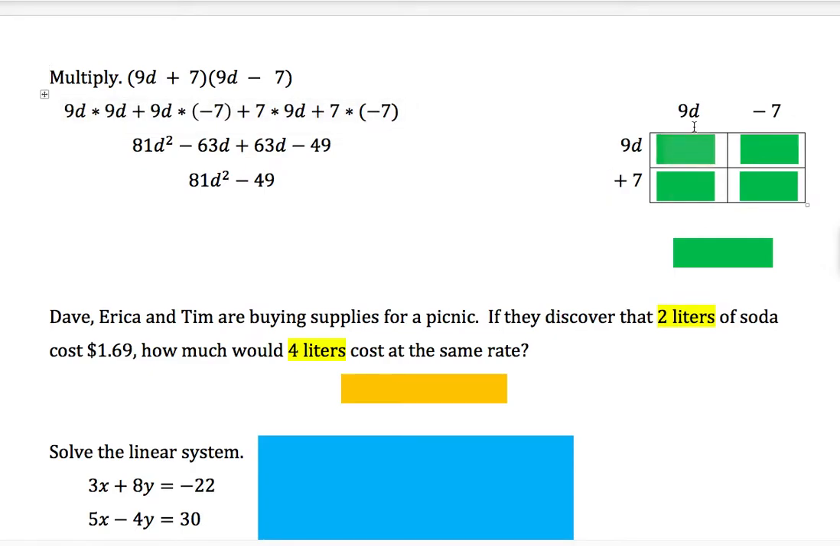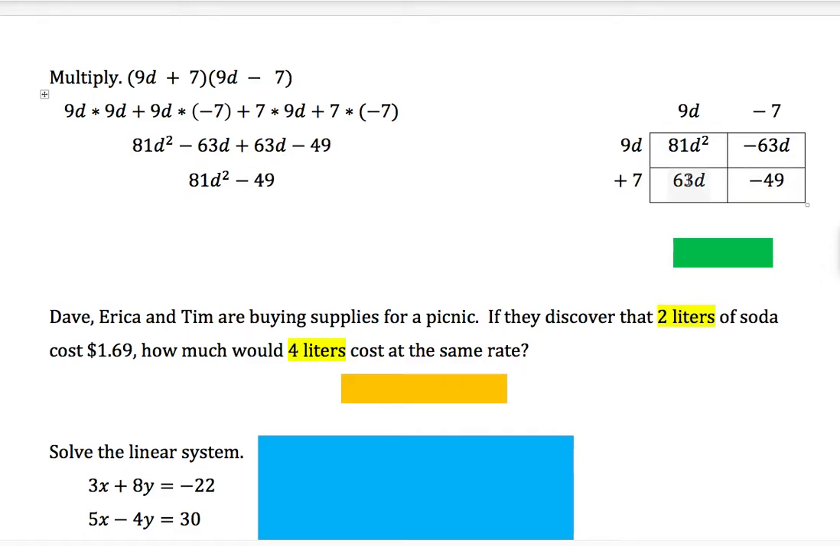Okay. So now with the box method, for those of you that don't remember, for each of these boxes you're multiplying the column and the row. So you'd have 9d times 9d, which is 81d squared. And over here you'd have -7 times 9d, which gives you -63d. Down here, 9d times 7 is positive 63d. And right here you have -7 times +7, which is -49.